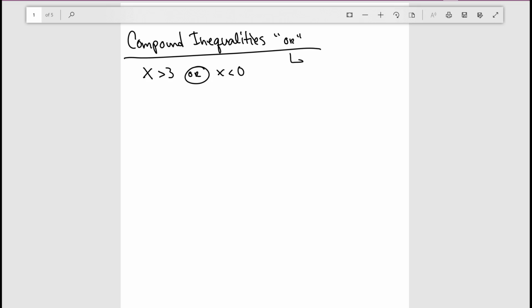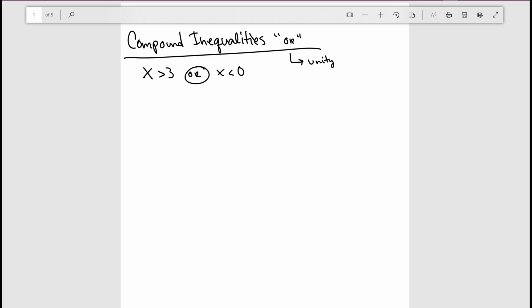So OR just means union, okay? So together, not so much things that they both have in common. Things in common also works, but now we're looking at every single unit, whether they're in common or not, okay? So let me give you an example.